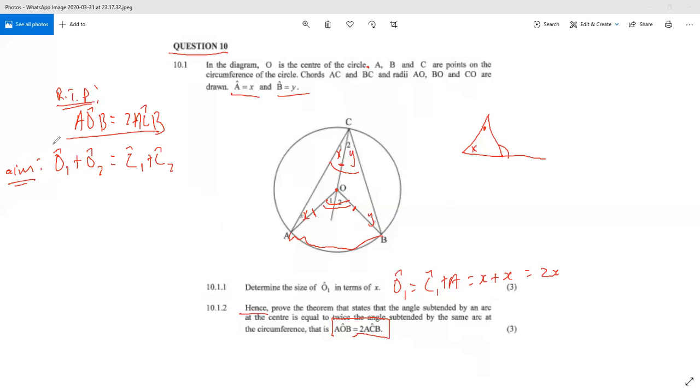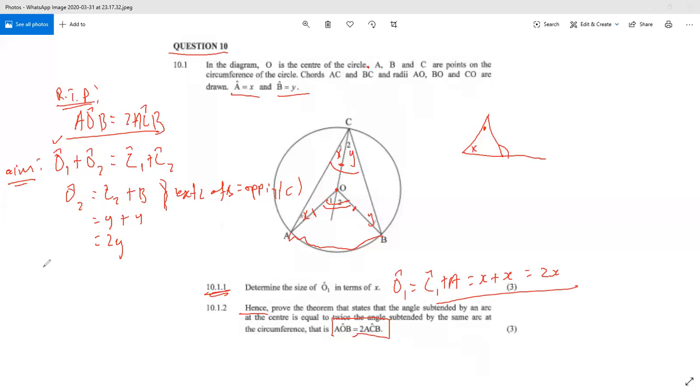So I know O1 already, that's taken care of. So I can just quickly find O2. O2 is C2 plus B. And we know C2 is y, we know B is y. So this thing is 2y. And what is your reason here? Exterior angle of a triangle is equal to the sum of the opposite interior angles. I'm sure you know the short conventions to use for these things. And by the way, that was the same reason down here for 10.1.1.